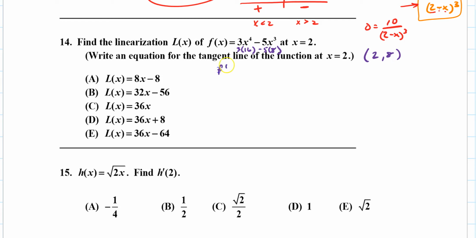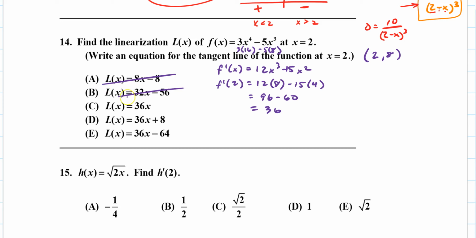So we're going to start with the first derivative, 12x cubed minus 15x squared. I'm going to evaluate that at 2. So 12 times 8 minus 15 times 4. 96 minus 60, which is 36. So my slope is 36. So A is out, B is out. It's either C, D, or E.